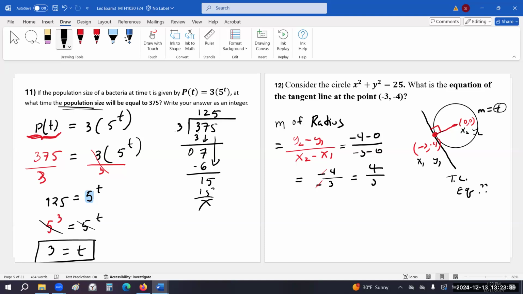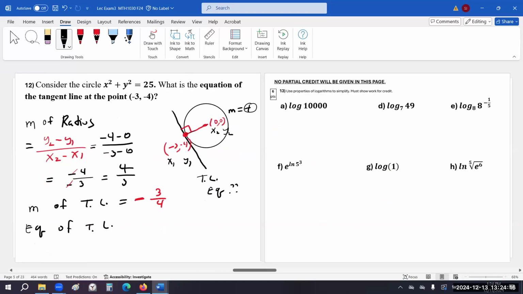So if you think it's a negative slope, the first thing you're doing is the wrong thing. So the rest will be wrong anyway. So be very careful. Since we know the slope of the radius, that means now we know the slope of the tangent line. What is the slope of the tangent line? Negative, and then 3 over 4. So change the sign, flip the fraction. And finally, we find the equation of the tangent line. Let's do it on the right page.